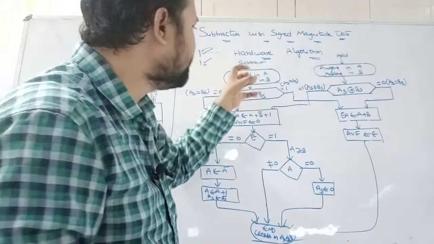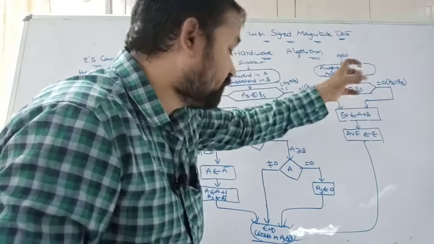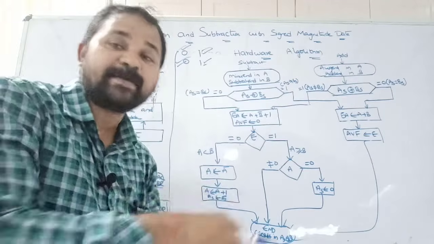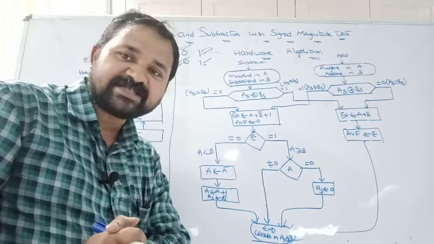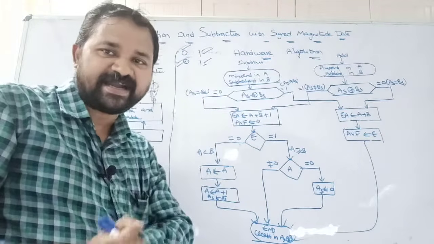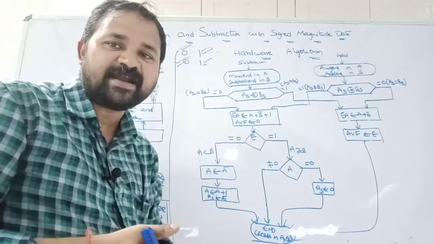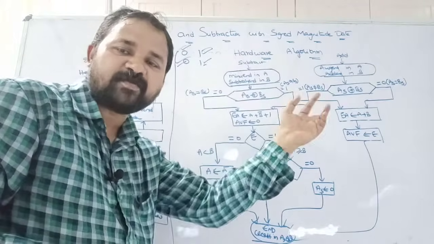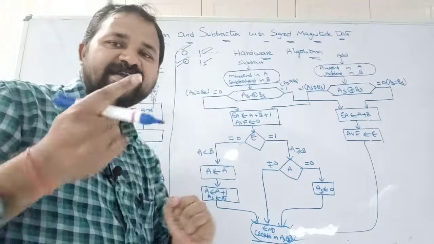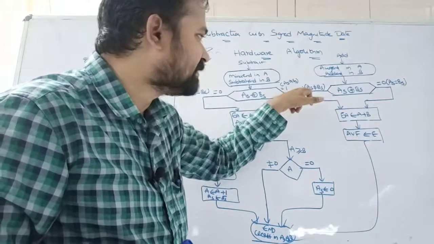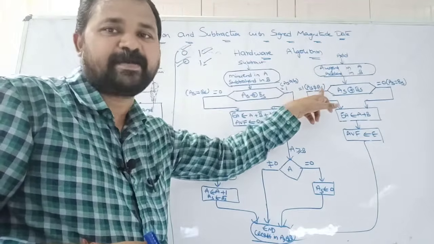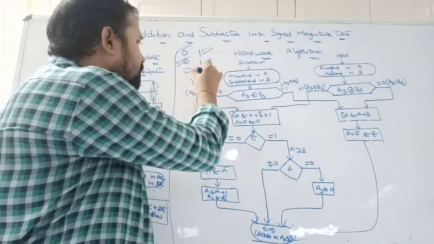Okay. If you take this one, while performing addition operation, if the signs of A and B are different, the signs may be either 0, 1 or 1, 0. So that means if we perform exclusive OR operation, we will get the result as 1. This 1 specifies AS is not equal to BS. So that means 0, 1 or 1, 0.